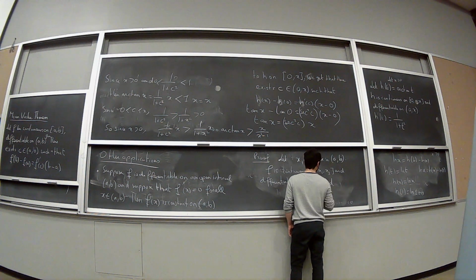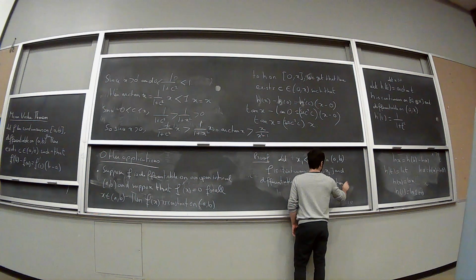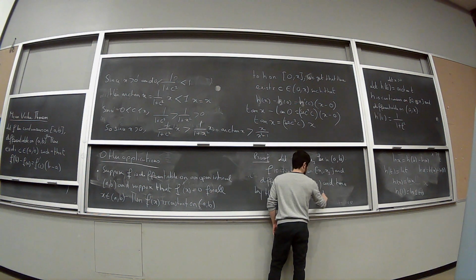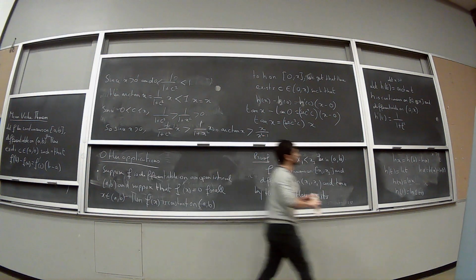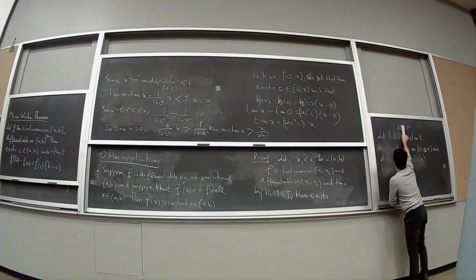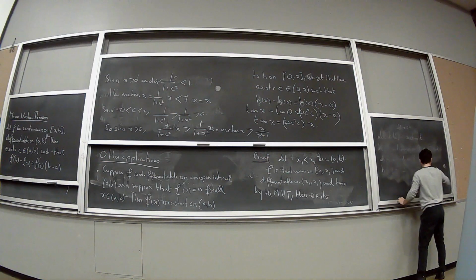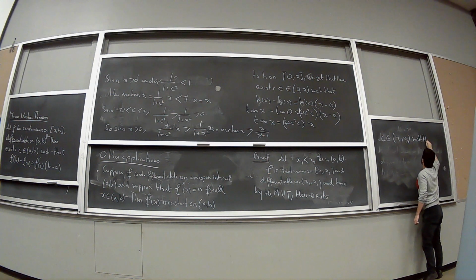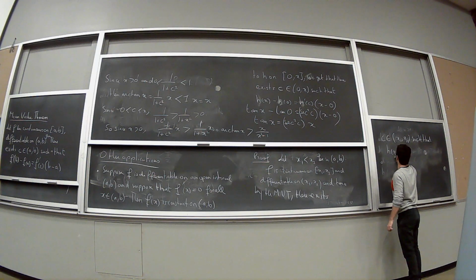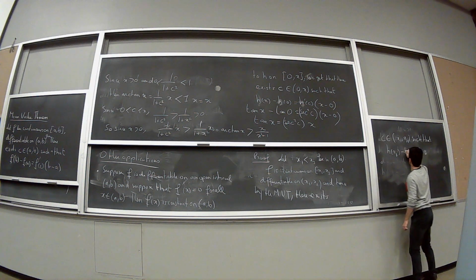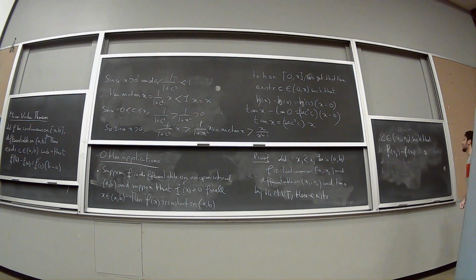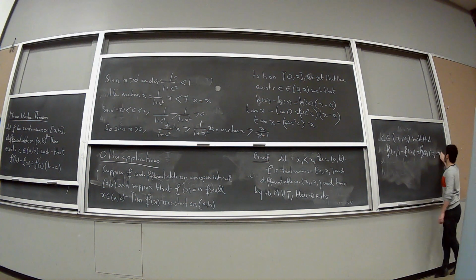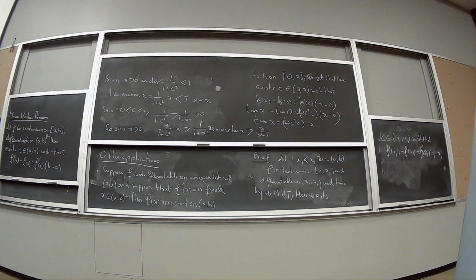And hence by the MVT there exists c in the open interval (x1, x2) such that f of x2 minus f of x1 is equal to f prime of c times x2 minus x1. So far so good. I just applied the mean value theorem here.